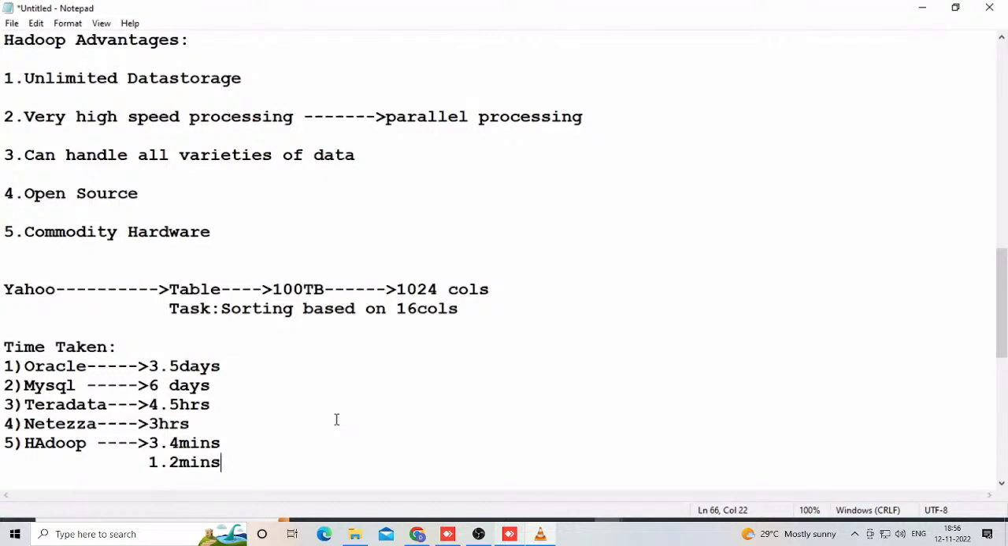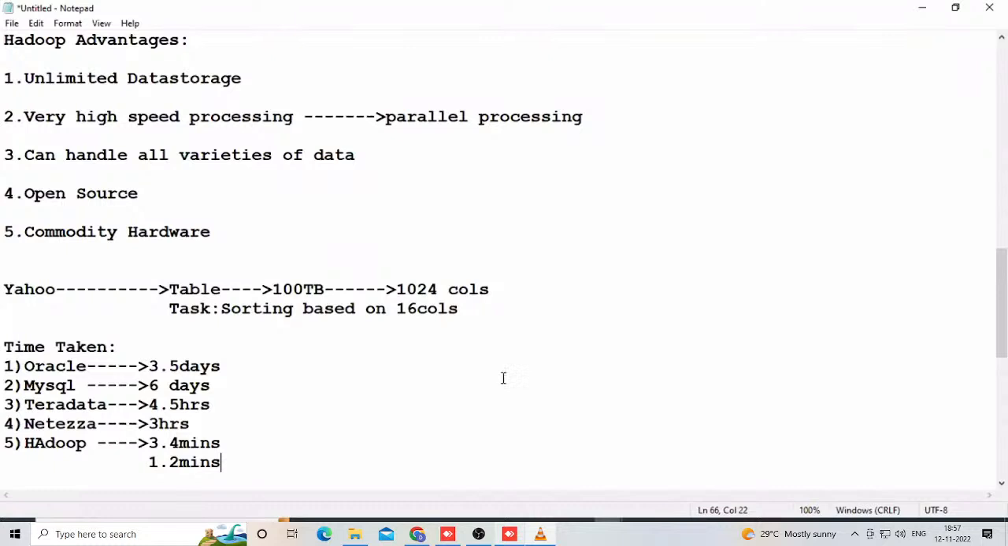But Spark has got very high speed rather than Hadoop, because of in-memory computation, memory level storage and memory level processing, as you are going to see. So this is what Hadoop has proven in the market: from the processing point of view, very high speed, and from the storage point of view, unlimited data storage.